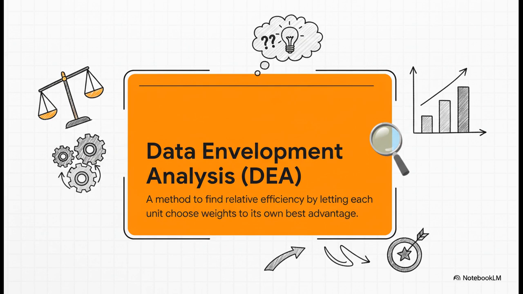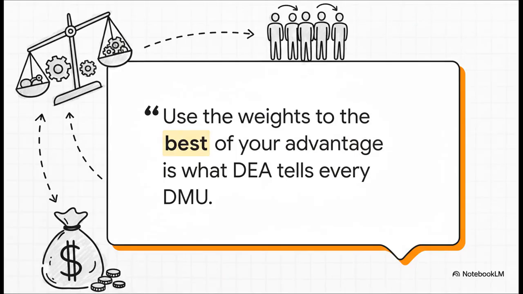They get to pick the weights in a way that makes their own performance look as absolutely strong as it possibly can. It's a fascinating idea. This quote from the source material just nails it perfectly. DEA basically says to each office, or what it calls a decision-making unit, look, you know your own strengths. You make the argument. If you're amazing with a small budget, then give budget a higher weight. If you're great at managing people, emphasize that. Show us the best possible version of yourself.